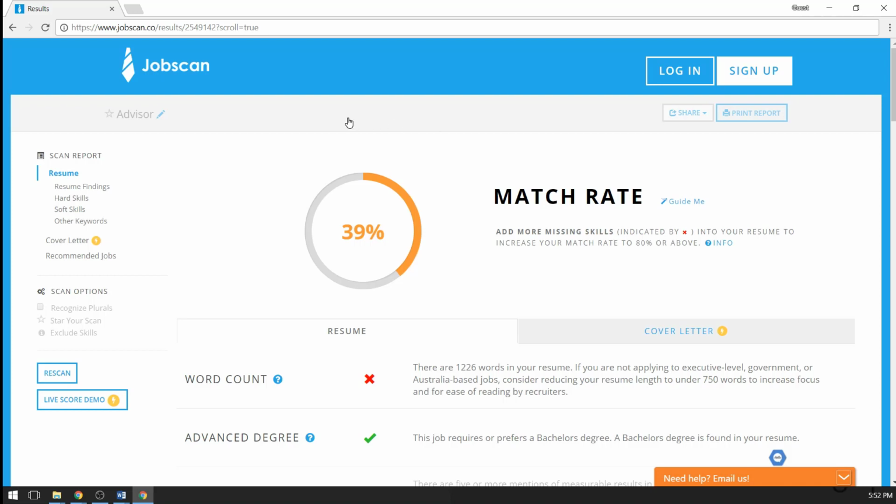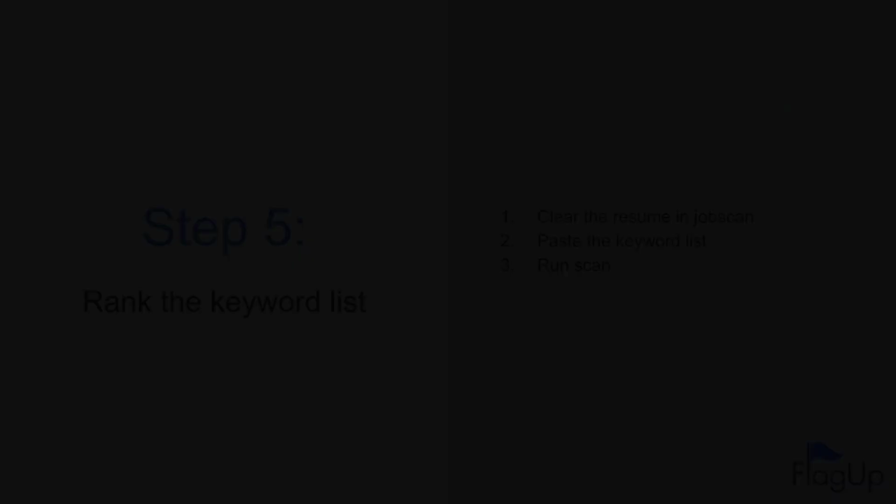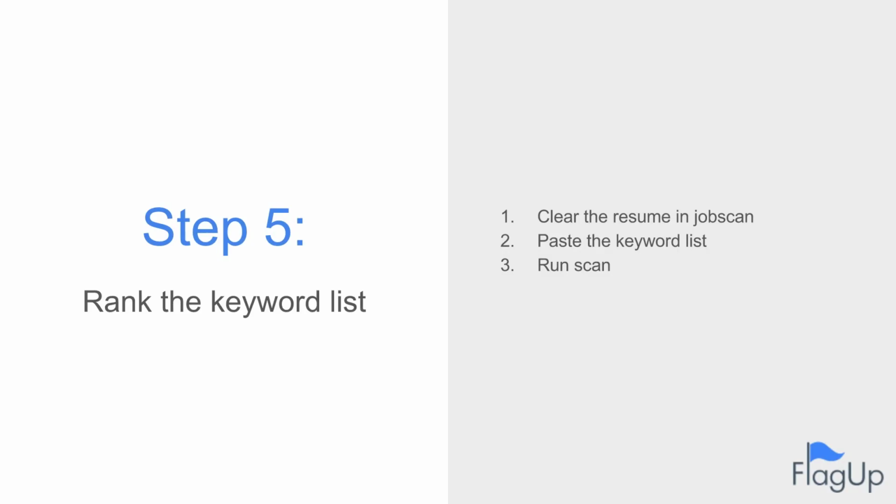So that's the way we can rank our before resume changes. For step number 5, I thought it would be interesting to rank the keyword list against the job description. So we're going to use the same job description we had before, but this time instead of using a resume, we're just going to take the keyword list we made. So we're going to clear the resume in JobScan. We're going to then paste in our keyword list and run the scan again.